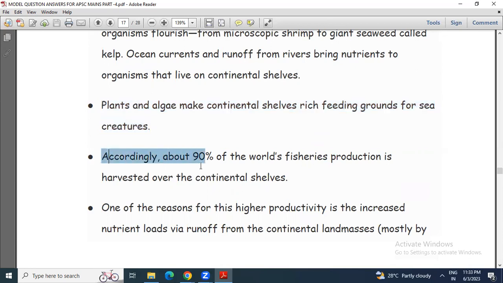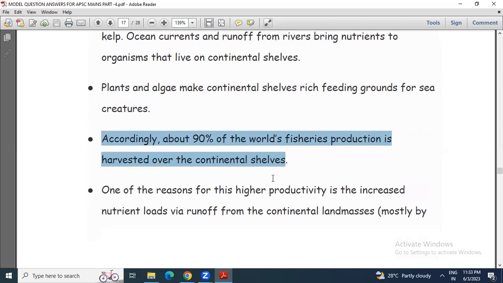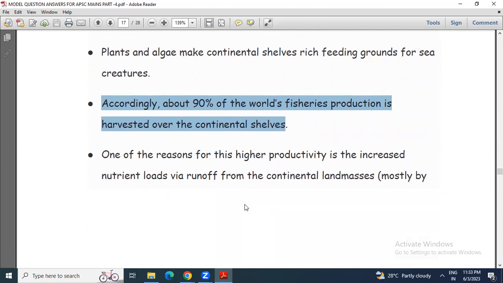Accordingly, about 90% of the world's fisheries production is harvested over the continental shelf. So the continental shelf is nutrient rich, has plants and algae, so it is a rich feeding ground for fish. So that's why 90% of the world's fisheries production can be harvested over the continental shelves.